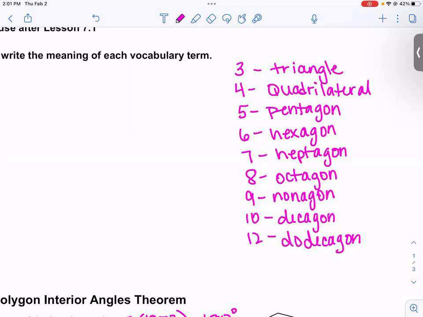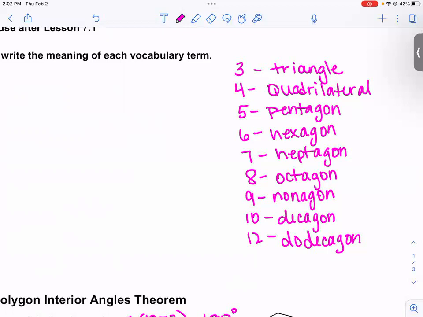Okay, so these are words that you need to know so that if I say, hey, what's the sum of the interior angles of a heptagon? You know what the heck that is. Do you not know them? Wait, do we need to know them? I don't know heptagon or I don't know.